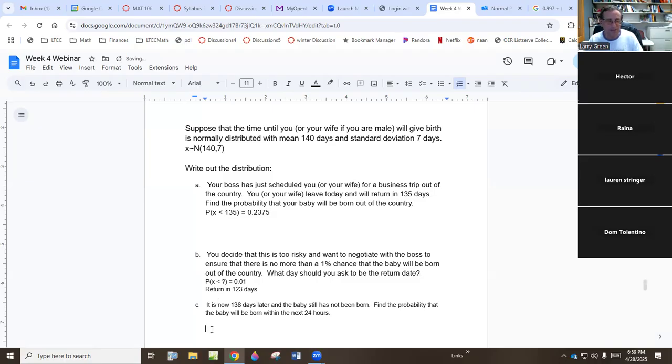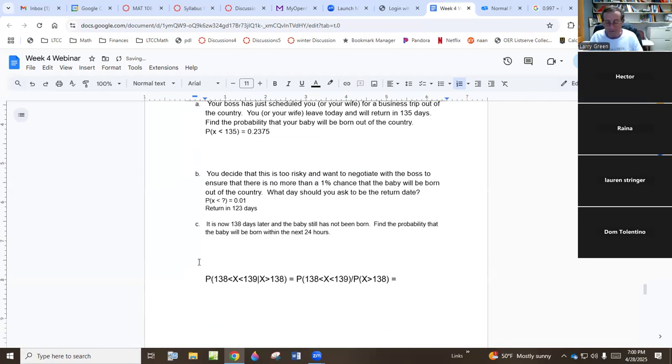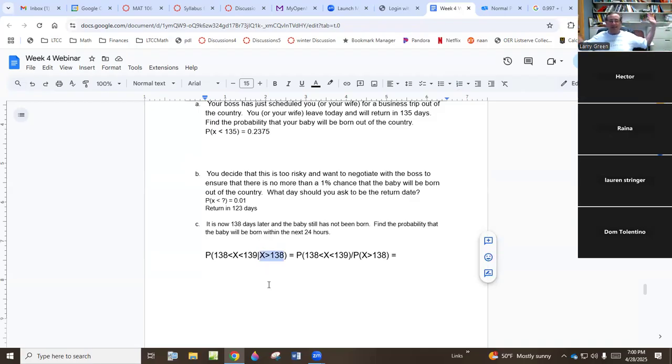So what we know is the baby hasn't been born. So now we have a given problem. We want to find the probability that it's in the next day, given that it hasn't been born yet, that it's at least 138 days later. In symbols, that's the probability that X is between 138 and 139, given X is greater than 138, because it hasn't been born yet. So we now know it's more than 138 days. Within a day means between day 138 and 139, because after that will be more than a day.